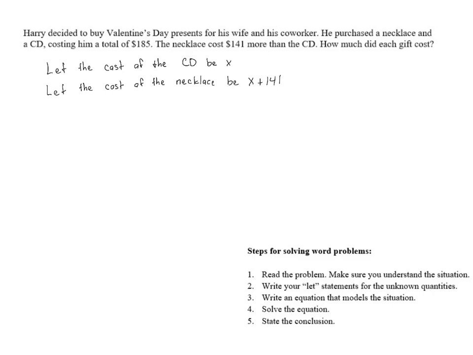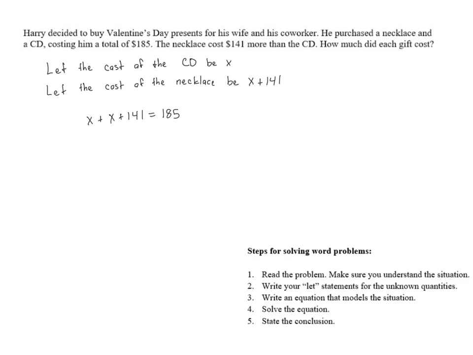We need to write an equation that models the situation at this point, and the one piece of information we haven't used yet is that when he purchased the necklace and the CD, they cost a total of $185. So if we add the costs of the two items together, we should get 185 as the total. Well, we know that the CD cost X dollars, and if we add to that the cost of the necklace, well, the necklace is X plus 141, so that's going to be X plus X plus 141. And we know that when we add those together, the total cost was $185, so we can set this equal to 185.